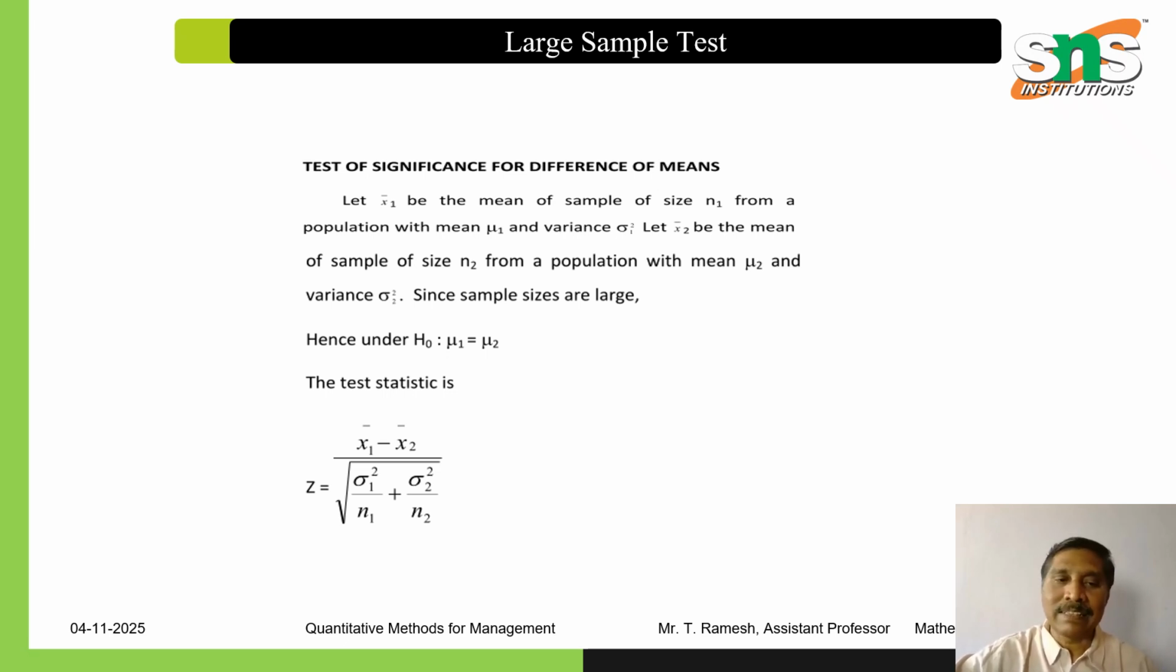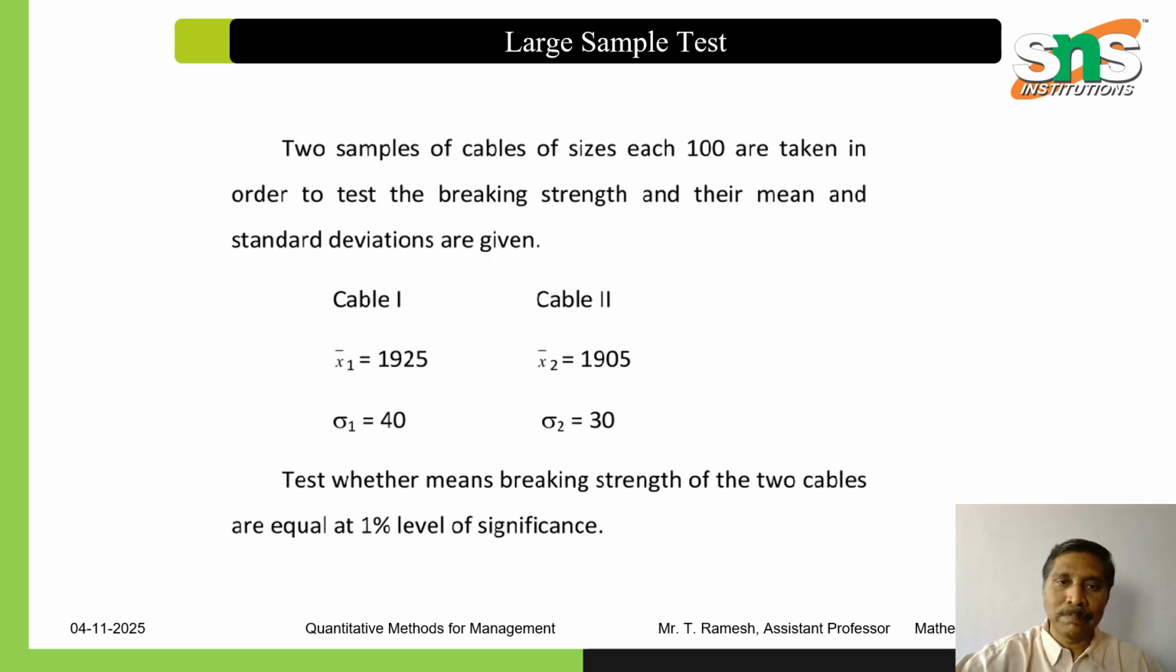The test statistic is z equal to x1 bar minus x2 bar divided by the root of sigma 1 square by n1 plus sigma 2 square by n2. So let us go to the problem.